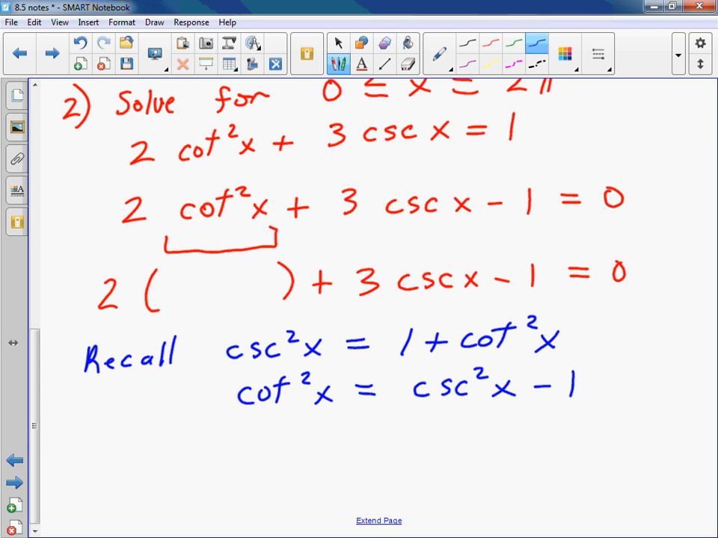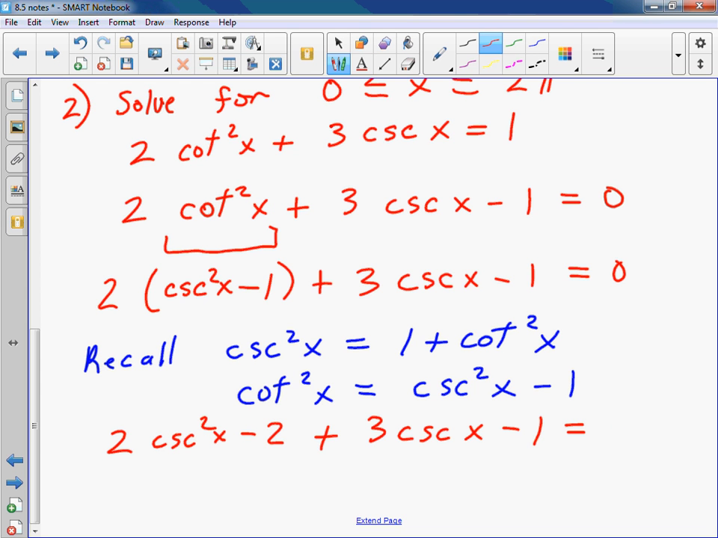So now we can say, I'll write it up here. Okay, so now, Tanner, you said that we can call this cosecant squared x minus 1, correct? Okay, and I concur. So now let's distribute that 2 and go 2 cosecant squared x minus 2 plus 3 cosecant x minus 1 equals 0. So far, so good.